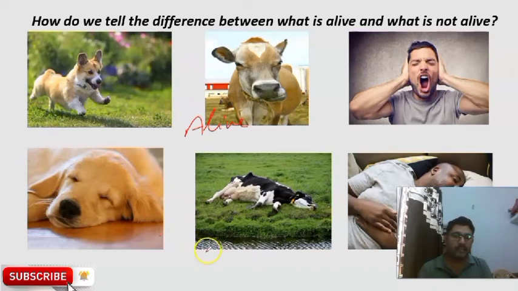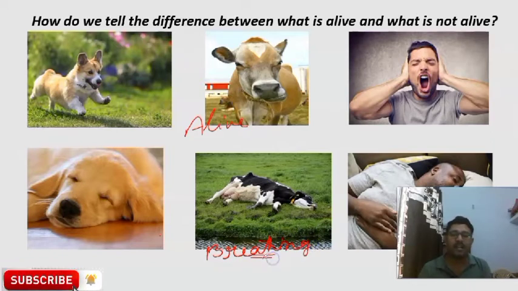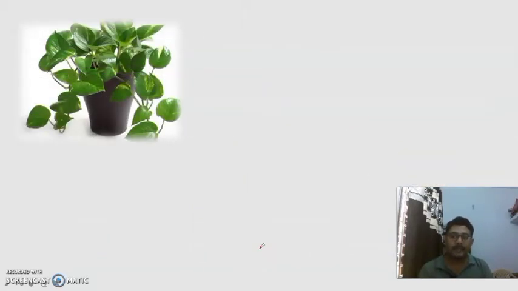And how we can say that they are alive? Because we observe a feature called as breathing. That means all these three organisms are showing which feature? Breathing feature. So for that reason, we can say that these organisms are alive. But what about plants? In plants, we can say that all these plants are alive because we observe the color of the plant. That is, which color? Green color of the plant.